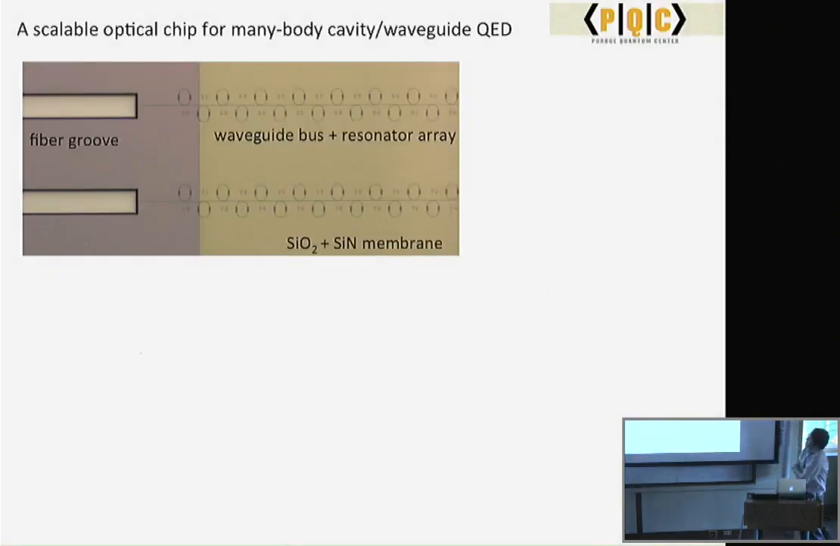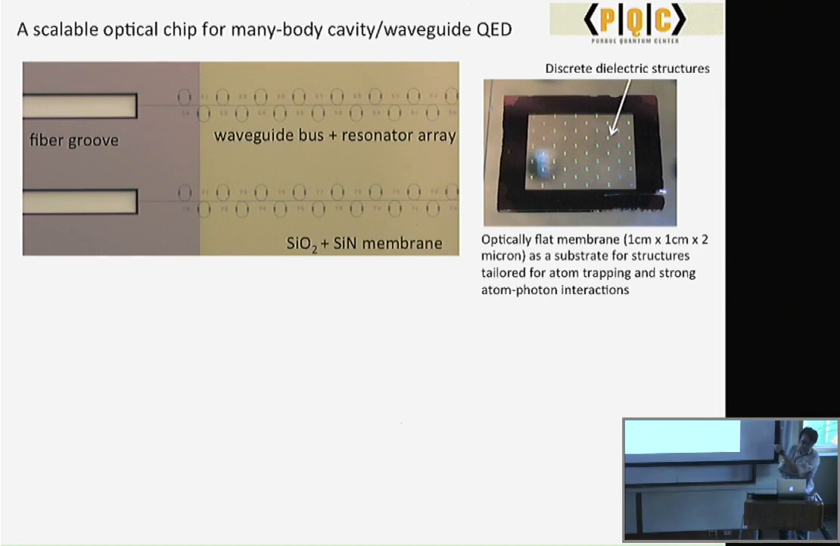So we now fabricate many ring resonators. These are an array of resonators coupled to the waveguide bus, sitting on top of a transparent membrane. The membrane would look like this. It can fully transmit light so that we can directly perform laser cooling on top of the ring membrane.